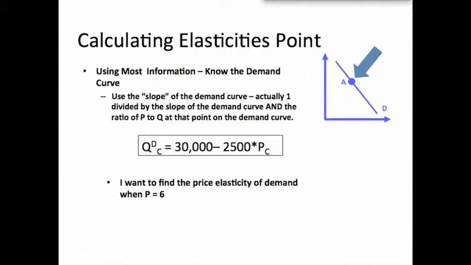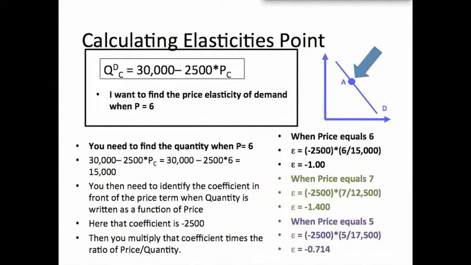As an example, let's suppose that we have a demand function. Again, we'll use the Coca-Cola demand function. The quantity demanded is 30,000 minus 2,500 times the price of Coke. I want to find the price elasticity of demand when the price equals 6. Well, we have a demand function. We know the price at the point we're interested in. We need to first find the quantity when price equals 6. So we substitute the price of 6 into the demand function, and we see that our quantity is 15,000 units.